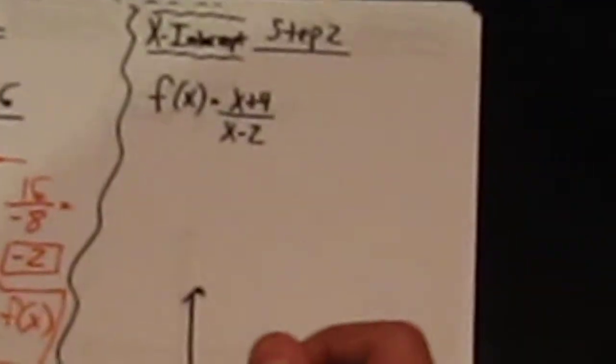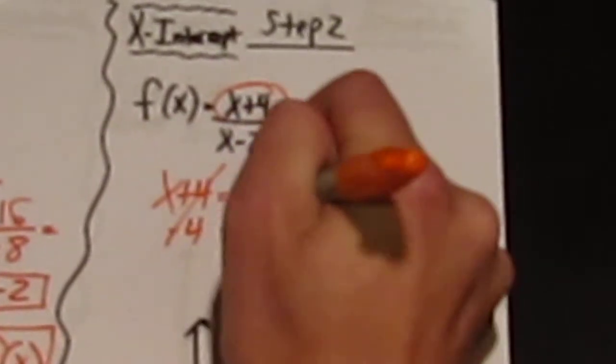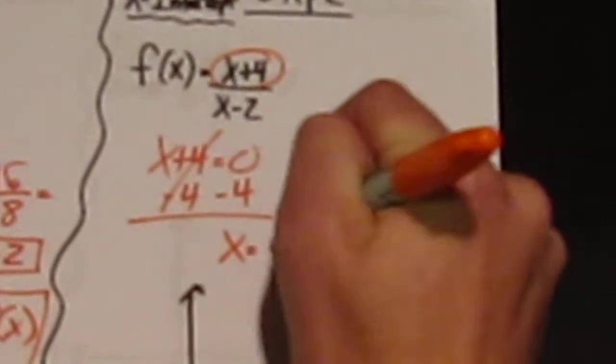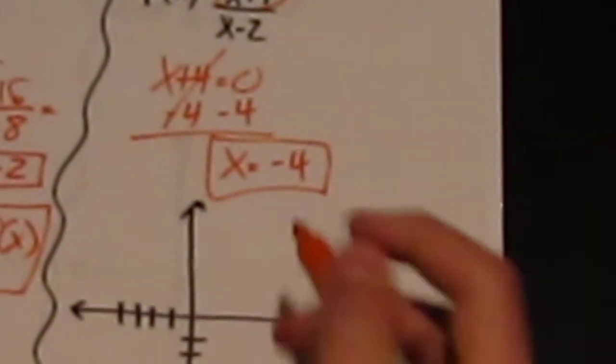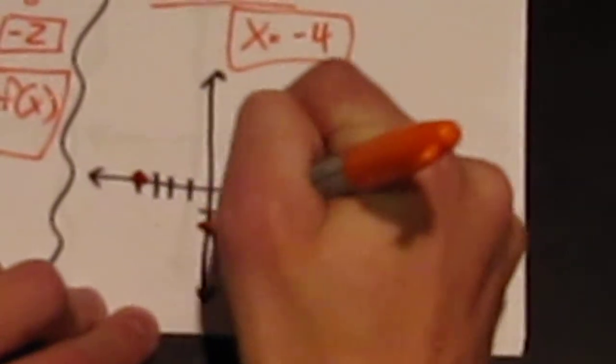Alright. Now we're on to step 2, which is finding the x-intercept. So to find the x-intercept, you're taking your new function f of x, and you're going to take the numerator and set it equal to 0. So we're going to do that. And we're going to subtract, and we're going to get x equals negative 4. And that's going to be our x-intercept. So we already have the y, which is here, and the x is going to be right here. So far on our graph, that's what we have.